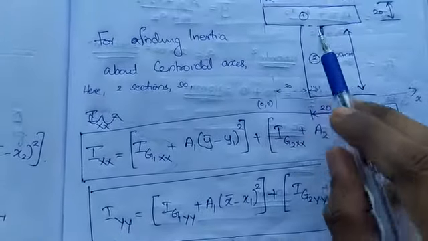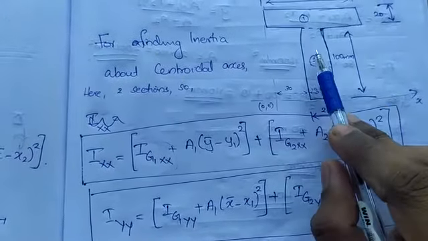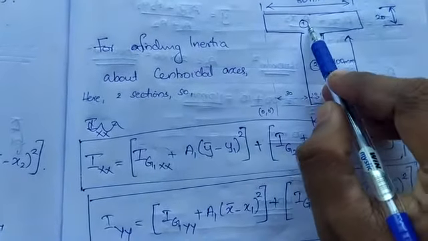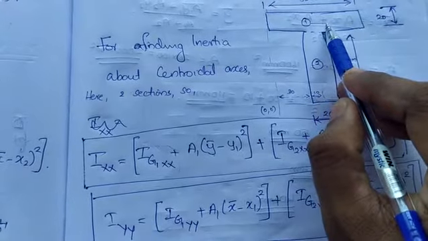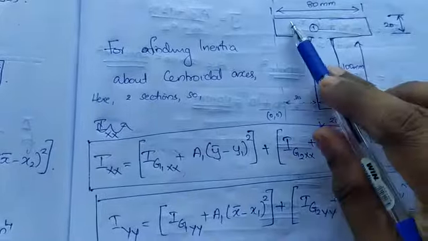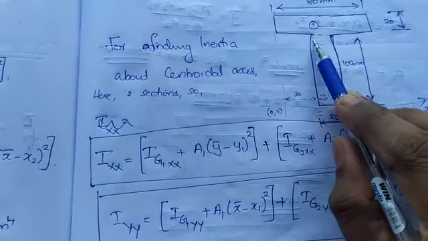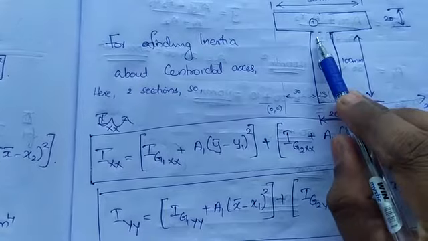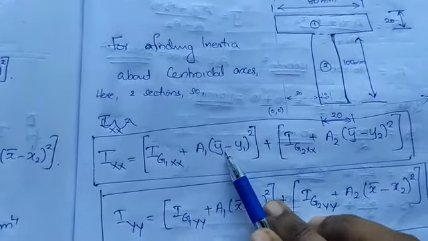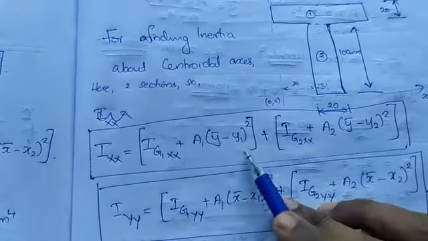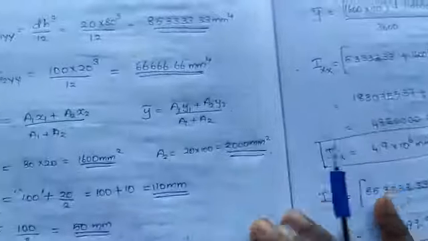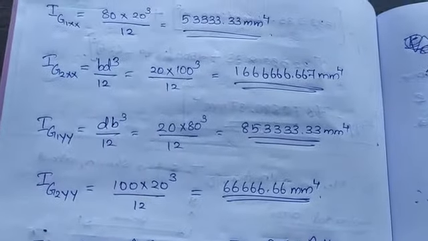Igxx, you know that for the first section it's BD cube by 12. Here also BD cube by 12. The main thing is that in BD cube, B should be parallel to the x axis. That means this direction, 80 mm. Here it will be 20 mm. Now the areas you can find out. Y bar and x bar are the centroid, with y1, y2.